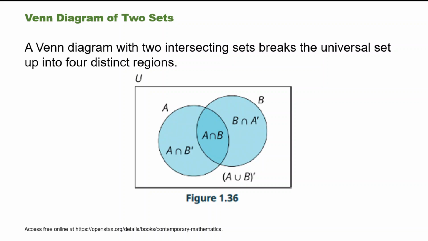Venn diagram of two sets. A Venn diagram with two intersecting sets breaks the universal set up into four distinct regions.